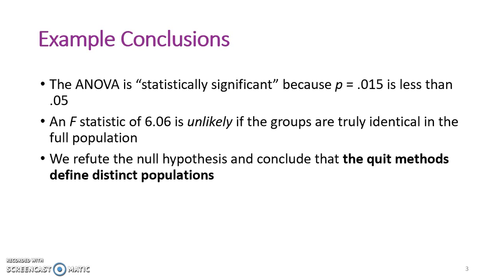So therefore, we refute the null hypothesis and we conclude that the quit methods do define distinct populations. That is, the quit methods define different groups that have different means, different average smoking intensity, such that at least two of the groups have significantly different smoking intensity from each other.